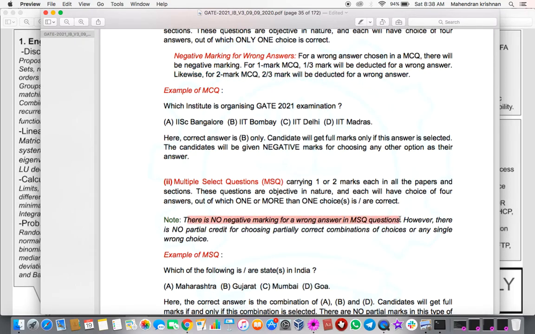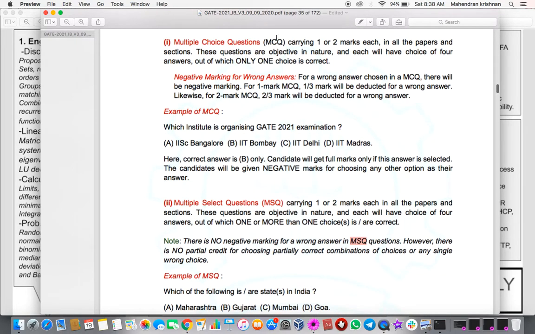So in MSQ questions we can take maximum risk. We can attempt all the MSQ questions, multiple select questions. Okay, multiple choice questions we should be careful in answering, because it costs the negative mark. Negative mark costs us one third of the mark. So for a 2 mark question, two third will be deducted for a wrong answer.